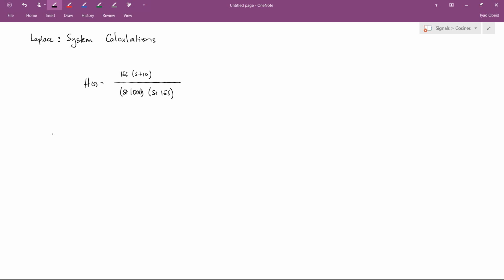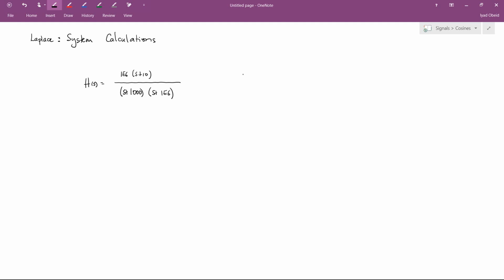In this lecture, we're going to talk about how to use the Laplace transform notation of a system to do some quick calculations to determine how the system responds at different frequencies. So what I've given here is an example of a linear system, and if we analyze this system, we can see that it has 1 zero and 2 poles.